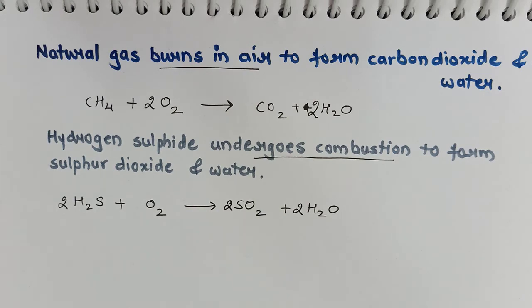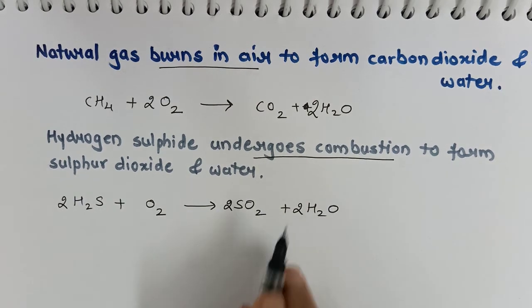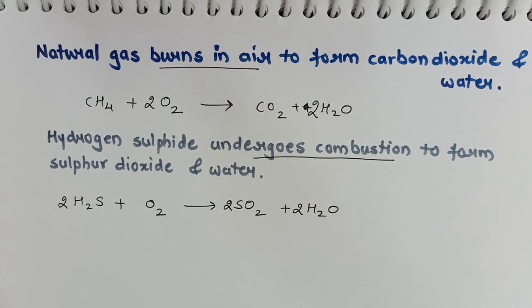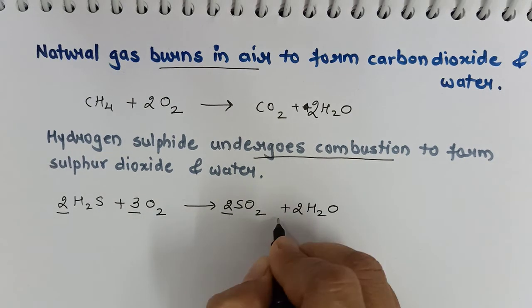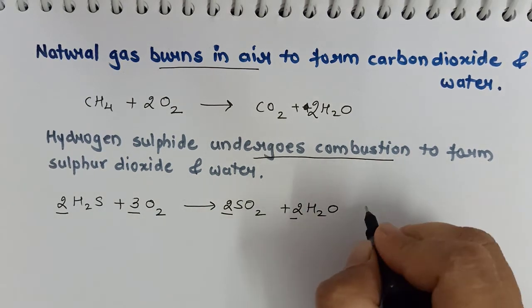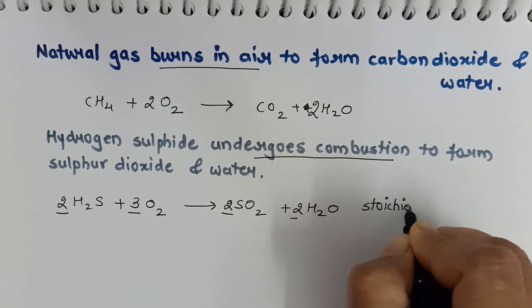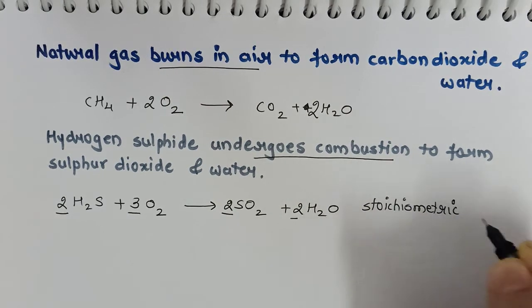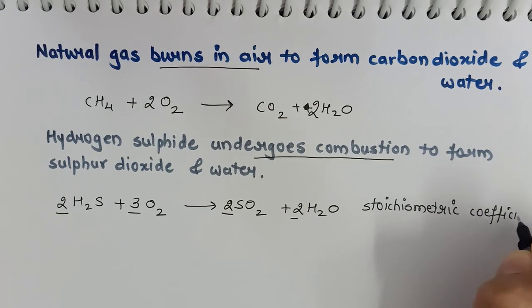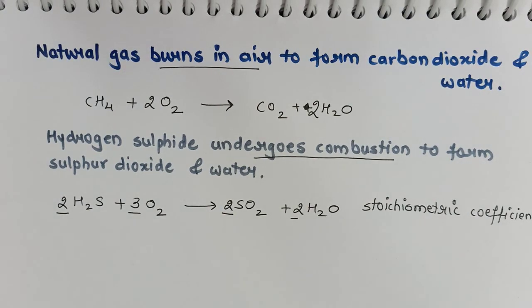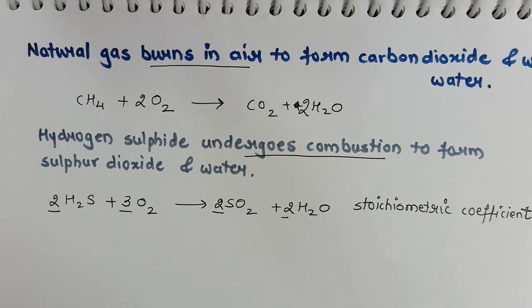Now let us check all the elements. Hydrogen 4. Here also 4. Sulfur 2 on the reactant as well as product side. Oxygen on the product side 4 and 2 6, and therefore I will write 3 along with oxygen. We call it as a stoichiometric coefficient. All these numbers which we use for the balancing of a chemical reaction, we call them as stoichiometric coefficients. So we have got the answer 2H2S plus 3O2 gives 2SO2 plus 2H2O.